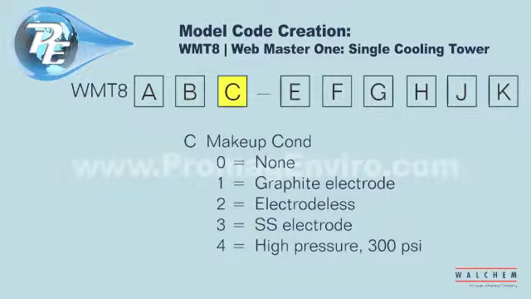The next selection is Makeup Conductivity. The number 0 represents none. The number 1 represents graphite electrode. The number 2 represents electrodeless. The number 3 represents stainless steel electrode. And the number 4 represents high pressure, 300 psi.